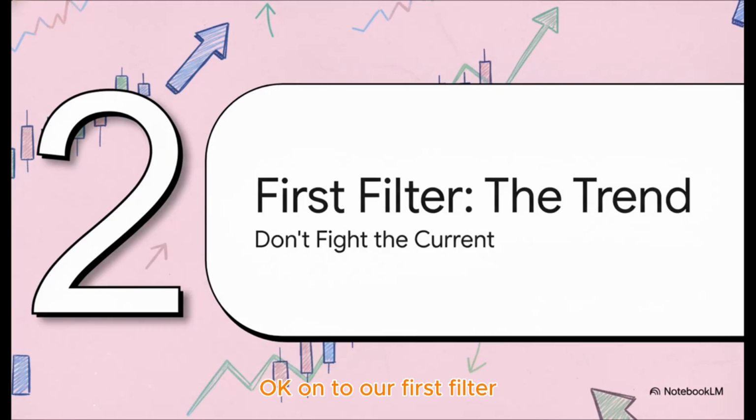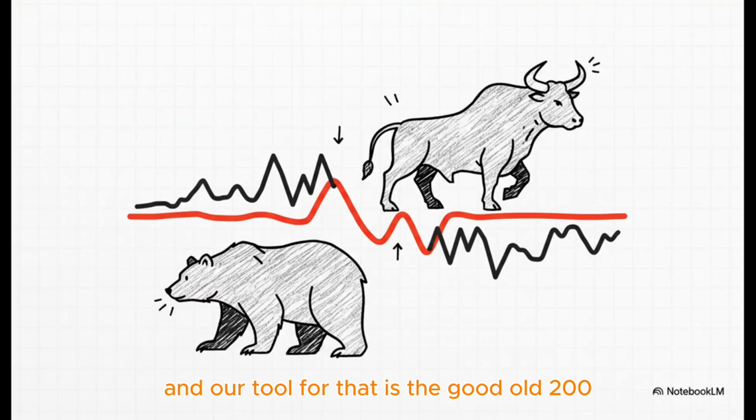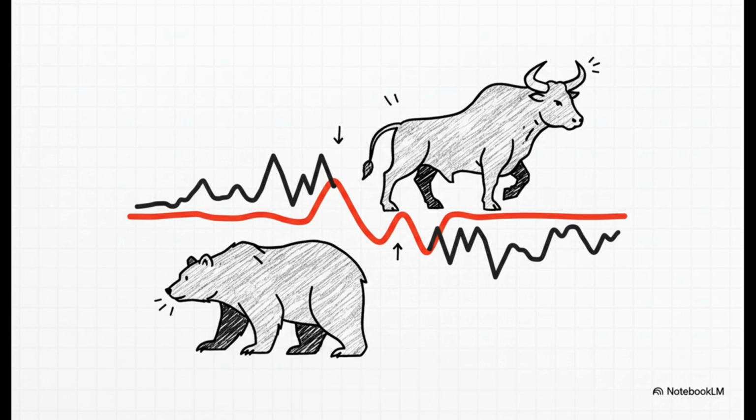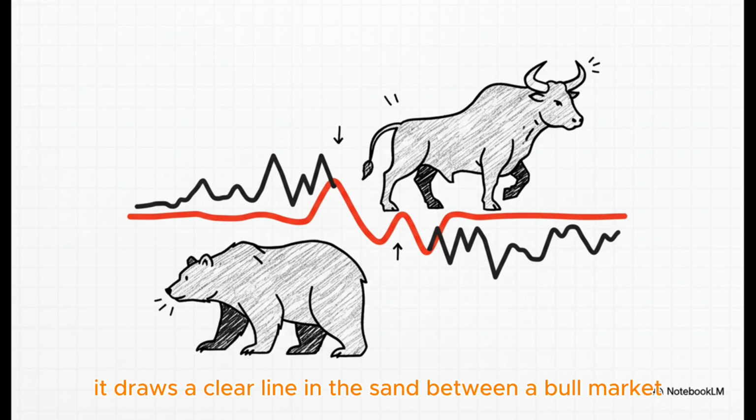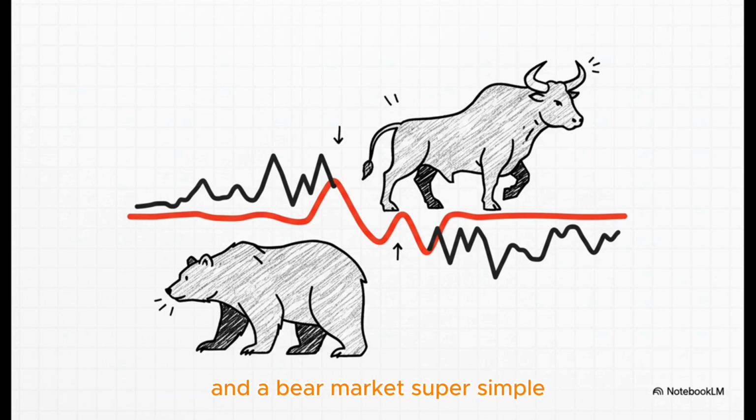Okay, on to our first filter. This one is all about figuring out which way the river is flowing, because you never want to try and swim against the current. And our tool for that is the good old 200-period moving average. Seriously, think of this line as the ultimate referee on your chart. It draws a clear line in the sand between a bull market and a bear market. Super simple, but incredibly powerful.